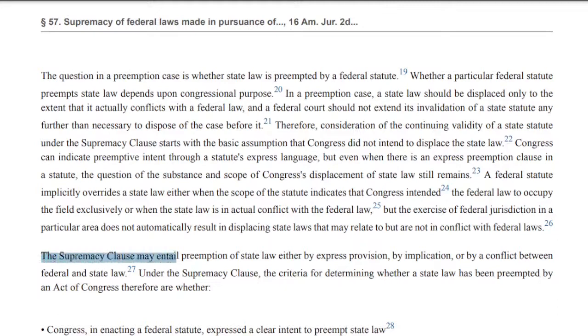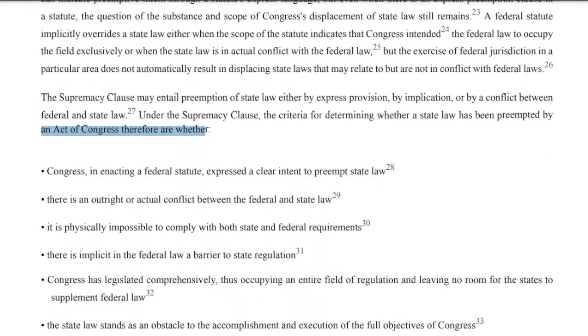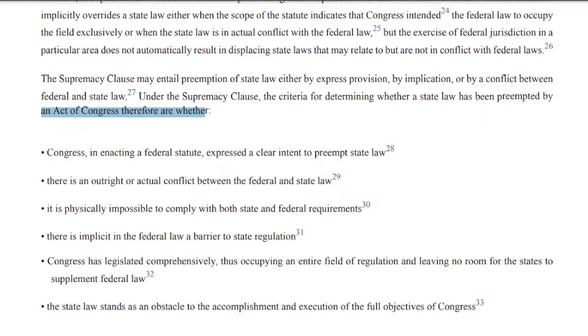The Supremacy Clause may entail preemption of state law either by express provision, by implication, or by a conflict between federal and state law. So we've been over this a few times. We should be very clear. It's either by express provision, implication, or conflict between state and federal law. Under the Supremacy Clause, the criteria for determining whether a state law has been preempted by an act of Congress, therefore, are, here's our checklist, to determine whether state law has been preempted under the Supremacy Clause.